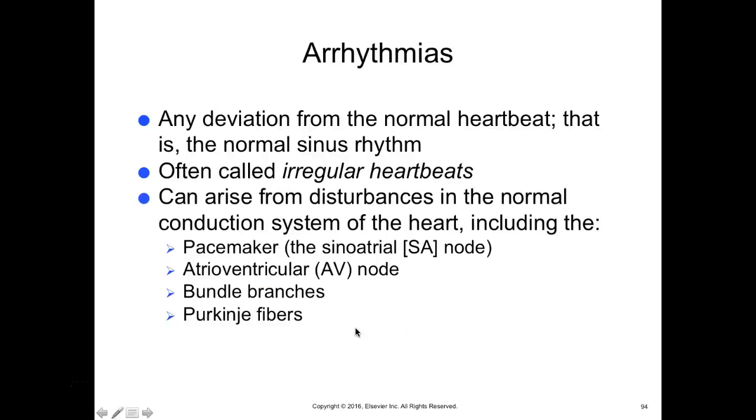Arrhythmias, any deviation from the normal heartbeat, that is the normal sinus rhythm. Okay, so normal heartbeat is what we call NSR, or normal sinus rhythm. They're often called irregular heartbeats. They can arise from any disturbance in the normal conduction system of the heart. That can be from the SA node, or the pacemaker, the AV node, atrioventricular node, bundle branches, or Purkinje fibers.